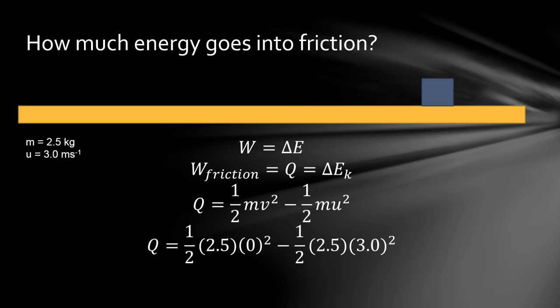If I were to plug in numbers here, we notice my final velocity is 0, so that whole term goes away. And so I get negative 1/2 times 2.5 times 3 squared. And I get that the heat due to friction, or the transfer of energy from mechanical energy into heat energy, is negative 11.25 joules, or with significant figures, negative 11 joules. So that means that friction has taken away 11 joules of energy. And so now both surfaces have 11 joules more internal energy than what they started with.